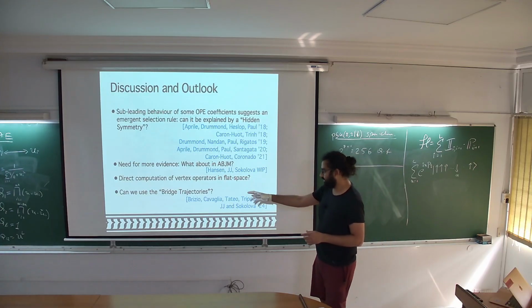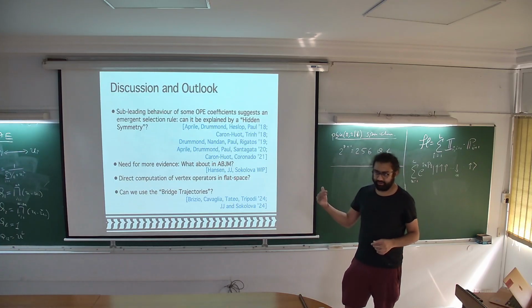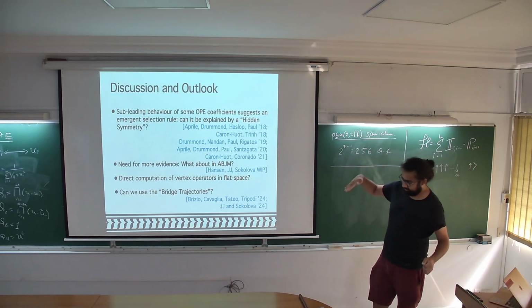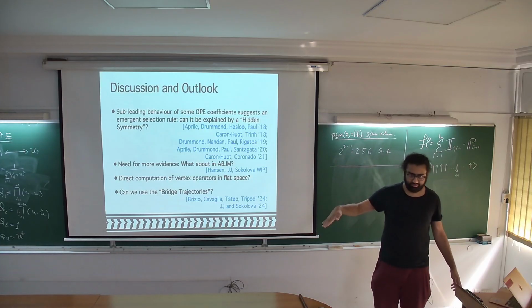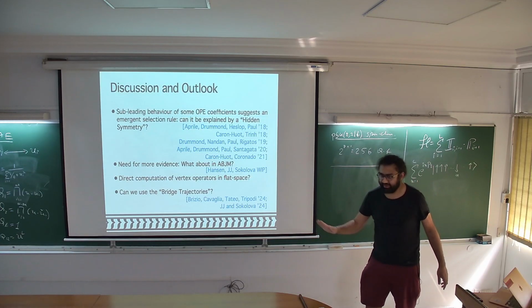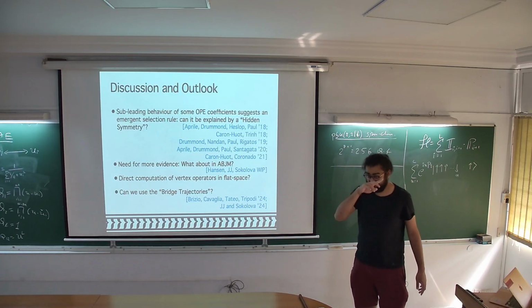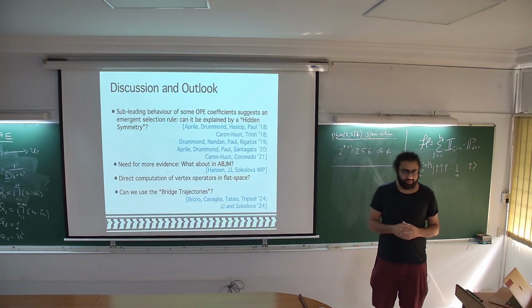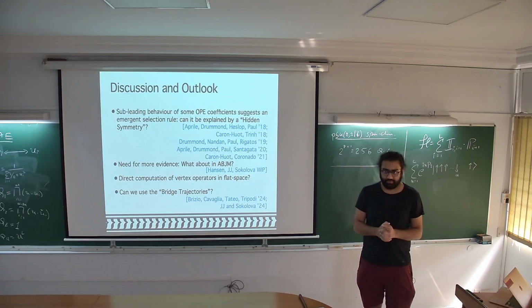And then lastly, can we use these bridge trajectories further? The bridge trajectory is the thing I was telling you about, where if you take one Regge trajectory to some point, you can actually reflect and hit higher trajectories. Can we use that to get even more constraints? Okay, that brings me to the end of what I wanted to say. Thank you very much for your attention.